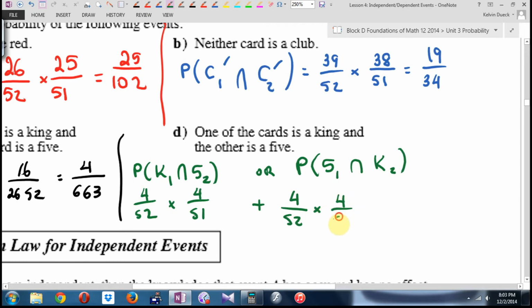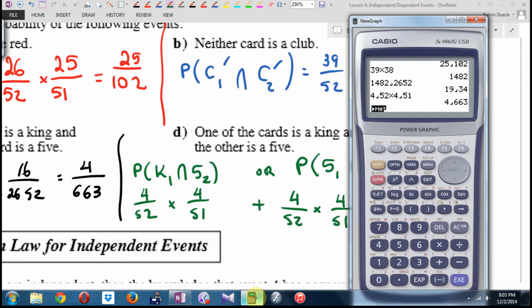4 out of 51. Hey, Mr. Dueck, that's actually the same as the other way. Could I have just times by 2? Maybe that's a shortcut. But I usually tend to quickly figure out both probabilities. But yeah, it's going to be this number twice because you're just adding it to itself, which is going to be 8 out of 663.